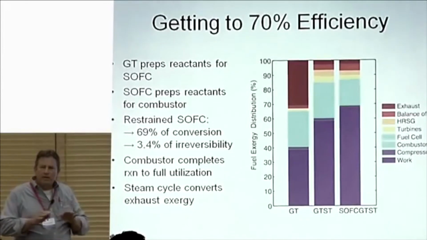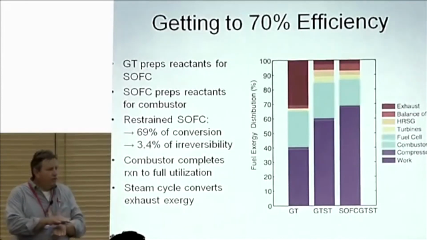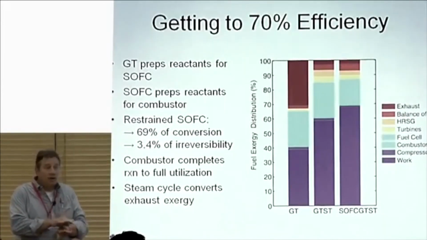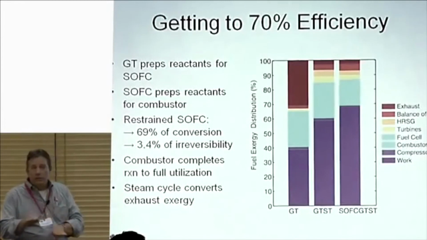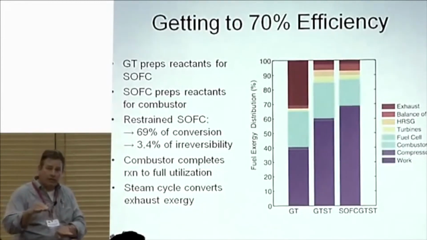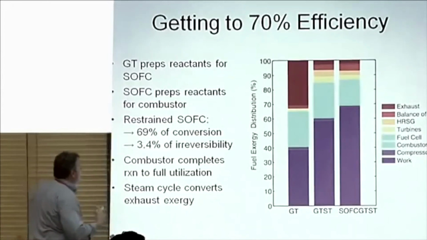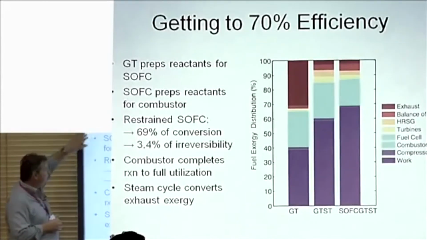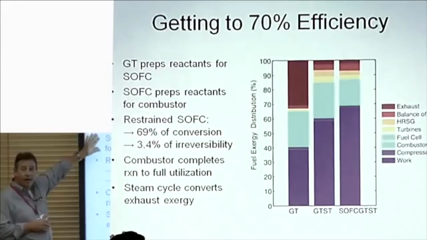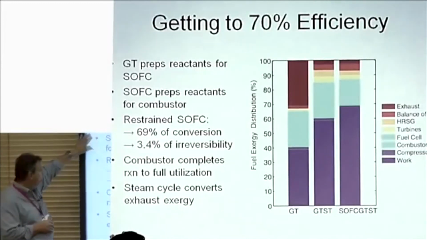So think about these systems and how you interleave them to take care of each other's shortcomings. But the most important part is to shift some of that chemical reaction, but not all of it, to a place where, per unit of reaction that you achieve, you have less irreversibility. And that's really what we were looking for. The gas turbine prepares the SOFC better. The SOFC preps the reactants for the combustor better.